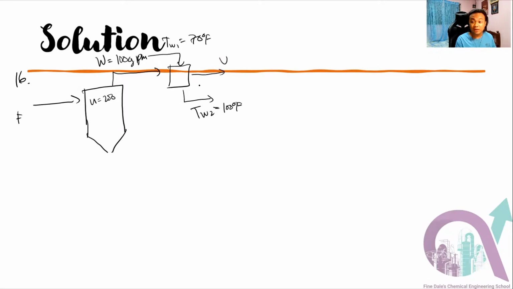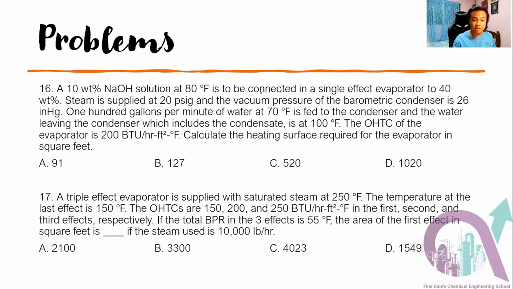you have your V here. So this is operating at 100 at PC, okay, PC. At the pressure of 26 inches of mercury, inHg vacuum. Is it vacuum pressure or not? Vacuum pressure. The vacuum pressure of the barometric condenser.